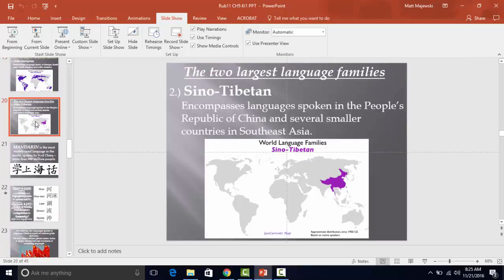The second largest family is Sino-Tibetan. Another great map here shows you where it's located. It includes the languages spoken in the People's Republic of China, so Mandarin, and then the secondary language in China is called Cantonese. And then several smaller countries in Southeast Asia as well speak Sino-Tibetan. Again, it's not over nearly as much of a geographic area as Indo-European, but it has about 21% of all of the world's speakers located there.